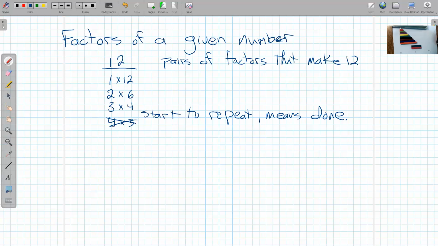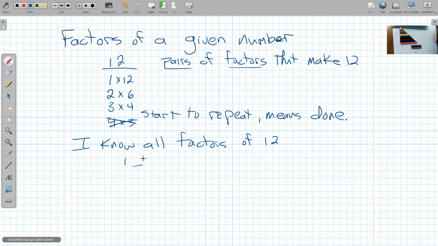If I can generate a systematic set of pairs of factors, then that means I know all the factors now. The factors of 12 are 1, 2, 3, 4, 6, and 12. So I'm just going to demonstrate that technique again using factor pairs, which is really the same thing we were doing with those physical blocks, trying to make a given number into a rectangle.